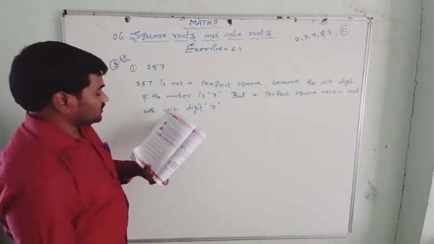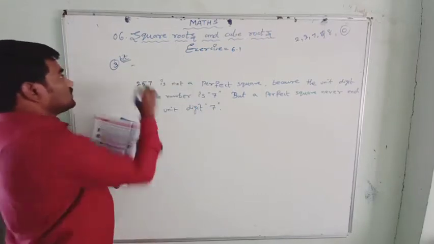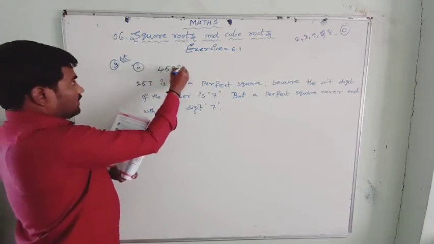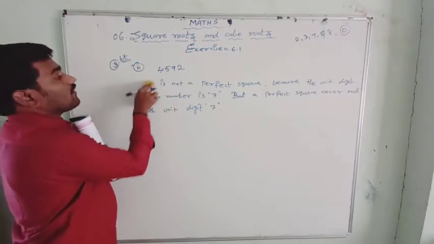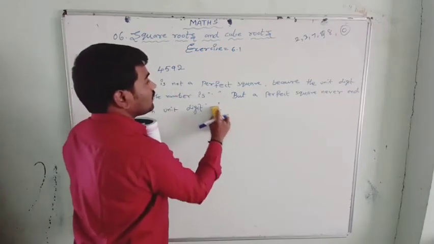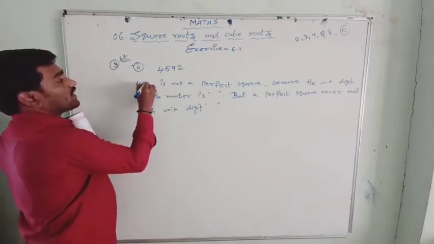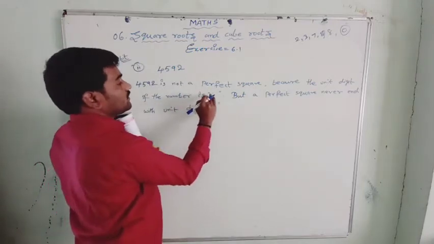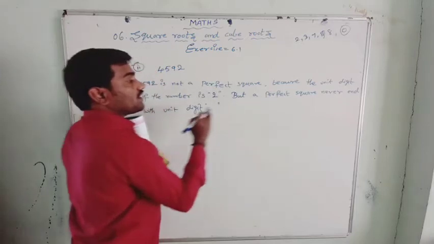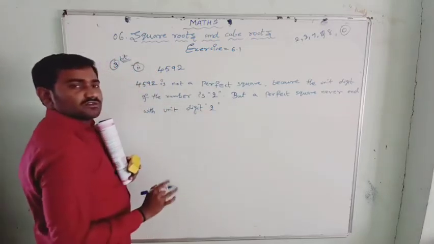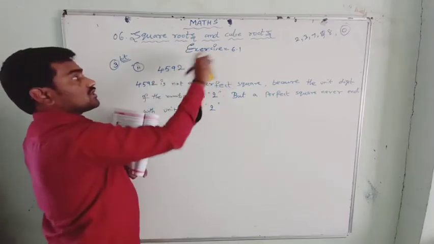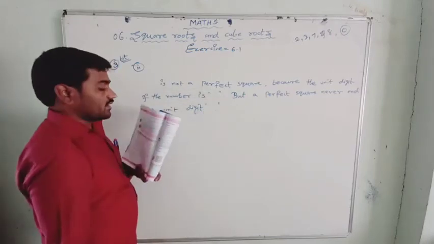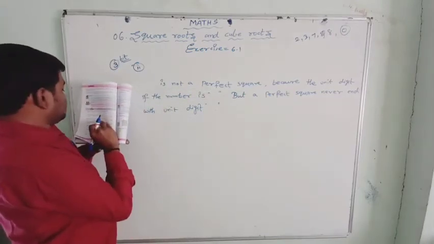The next question, the second question, is 4592. 4592 is not a perfect square because the unit digit of the number is 2, but a perfect square never ends with the unit digit 2. Simple. The same reason will come here. As I told you, a perfect square will never end with the digits 2, 3, 7, 8 and a single digit 0.